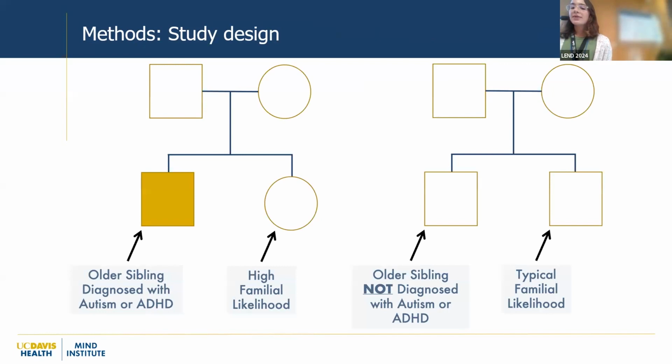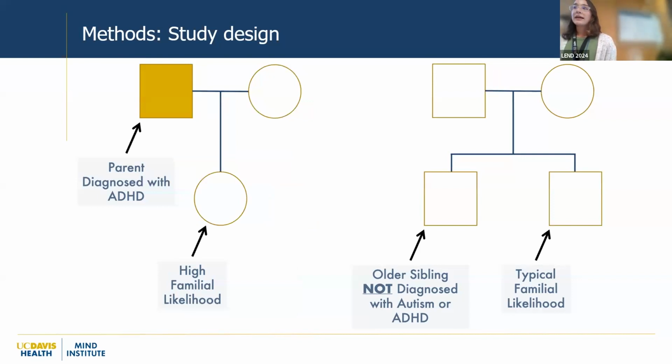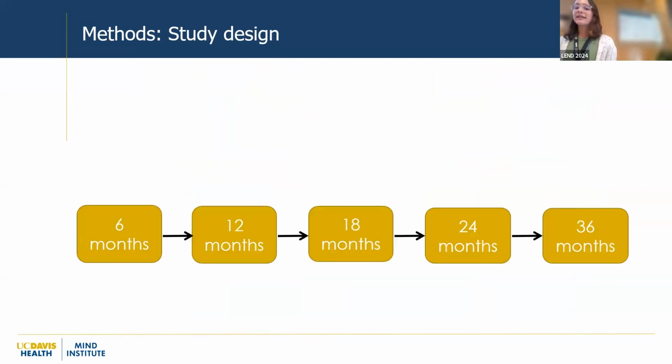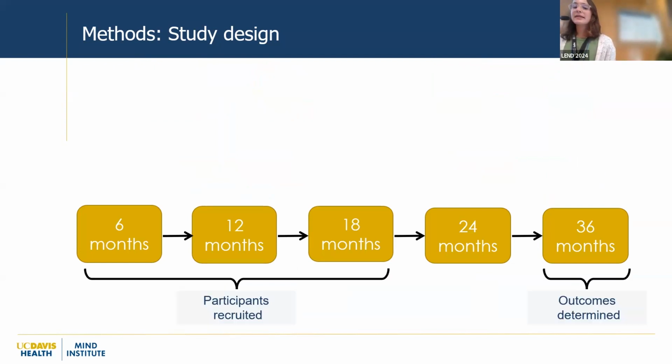In our study, participants must have either had an older sibling diagnosed with autism or ADHD, or a parent diagnosed with ADHD to be in the respective elevated likelihood groups. In terms of our timeline, we had 5 visits. The first visit was at 6 months, and the last visit was at 36 months.